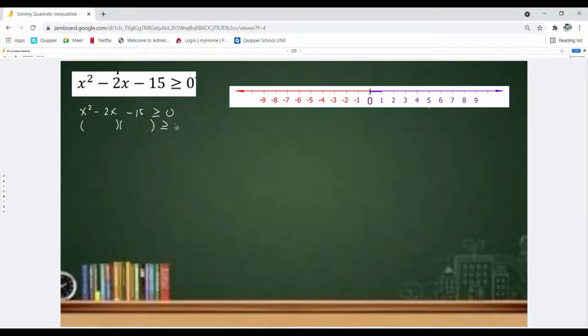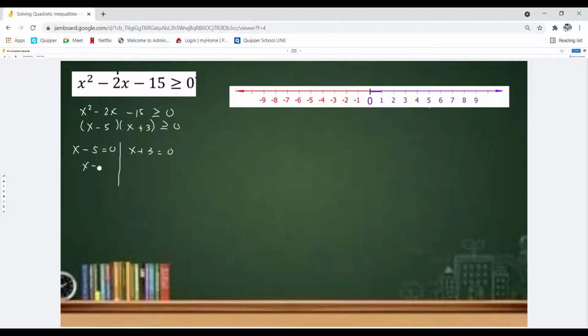greater than or equal to 0. So you can factor it, and you can have x minus 5 and x plus 3, right? -5 times 3 is -15, and -5 plus 3 is -2. Since you have already the factors, you can now get your critical numbers. So x minus 5 is equal to 0, x plus 3 is equal to 0.